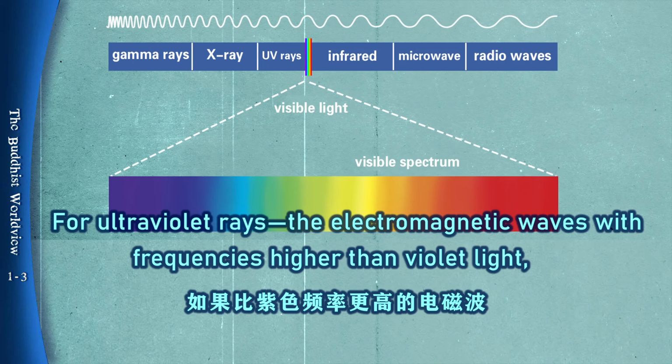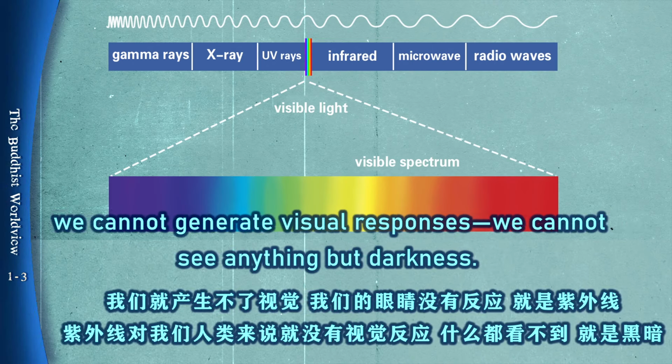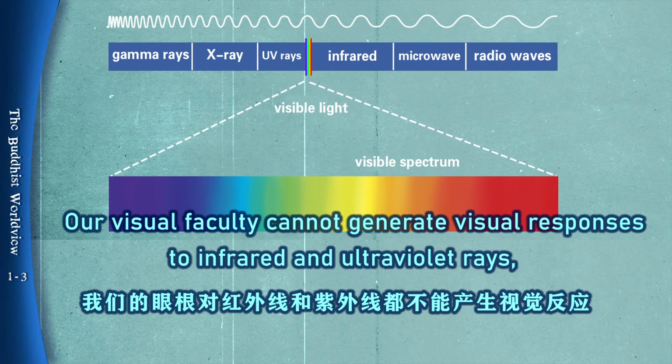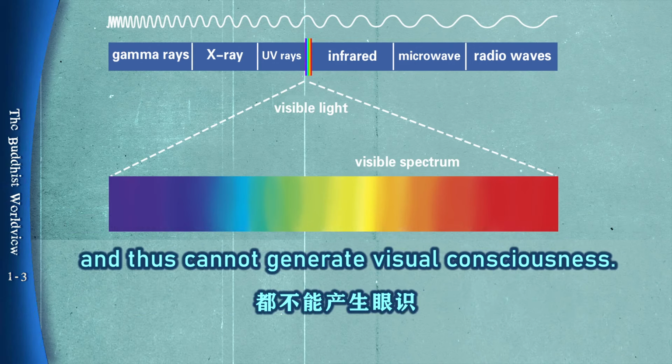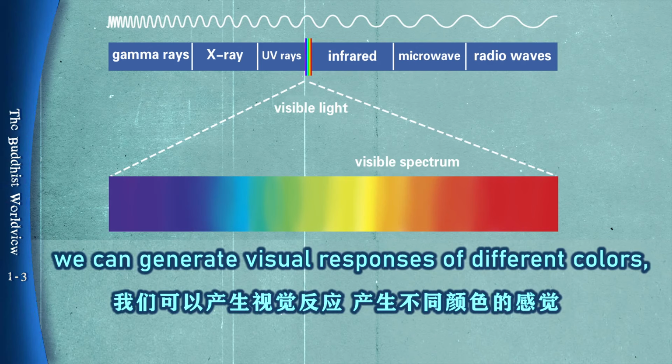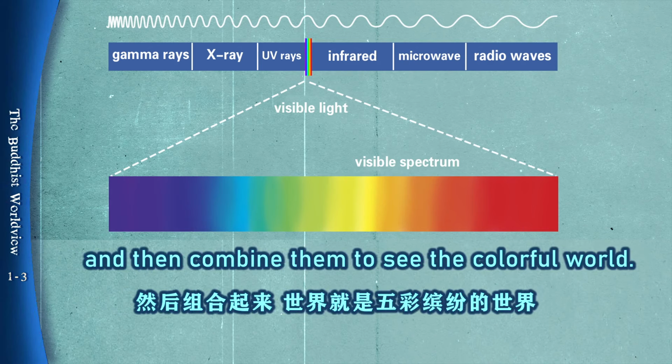For ultraviolet rays, the electromagnetic waves with frequencies higher than violet light, we cannot generate visual responses. We cannot see anything but darkness. Similarly, we cannot perceive or sense infrared rays. Our visual faculty cannot generate visual responses to infrared and ultraviolet rays, and thus cannot generate visual consciousness. However, for the light waves between infrared and ultraviolet, we can generate visual responses of different colours and then combine them to see the colourful world.